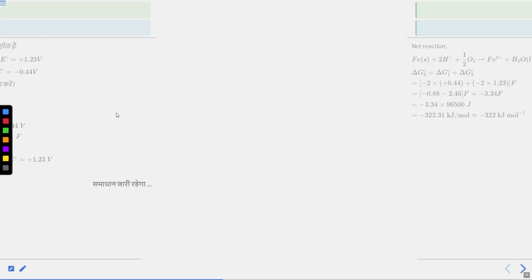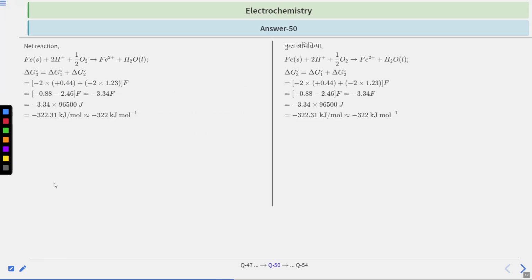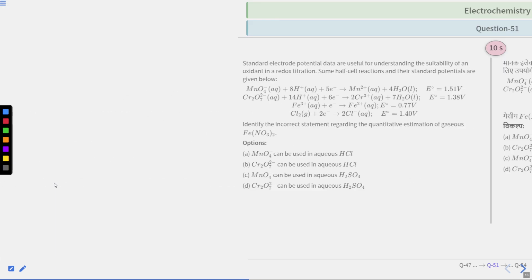And thus which option is matching it? A option. Thus our A option is the correct answer. Okay. Now let's see the next question. Question number 51.